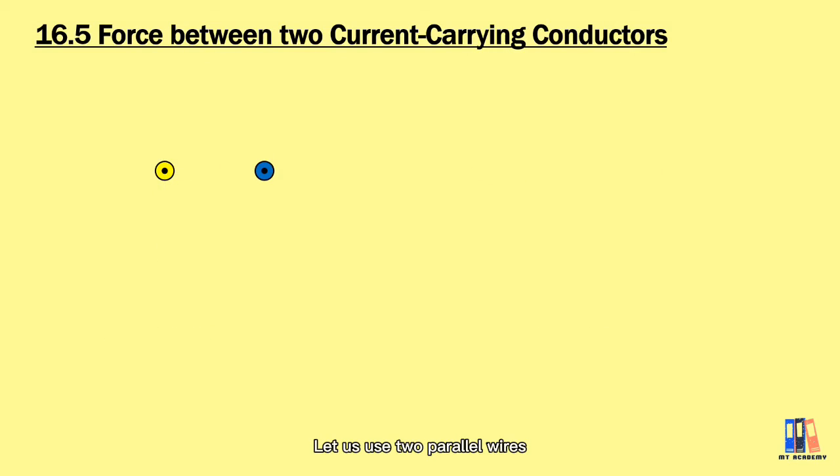Let us use two parallel wires having the same direction of current flow. First, let us denote each of the variables in this case. The currents flowing in the yellow and blue wires are I1 and I2. I1 will produce a magnetic field B1 on the blue wire, which is in the outward direction, while the blue wire will produce a magnetic field B2, which is in the downward direction. The direction of the force on I2 due to I1 is to the left, while the force F2 acting on I1 due to I2 is to the right.